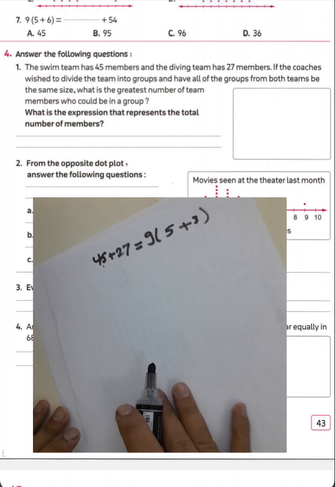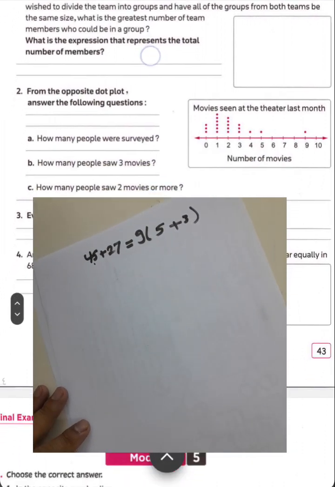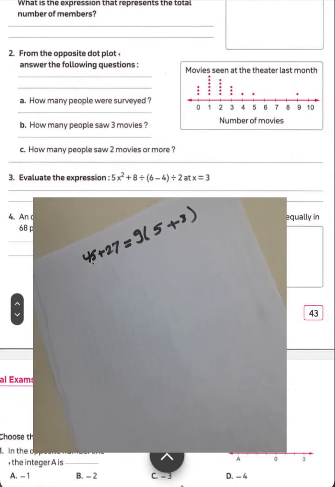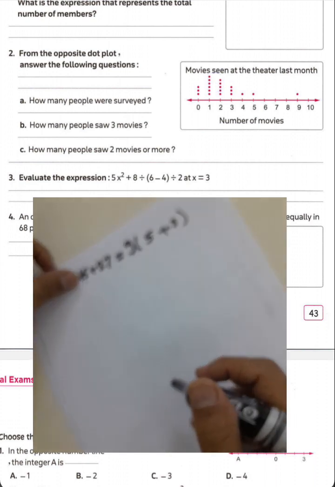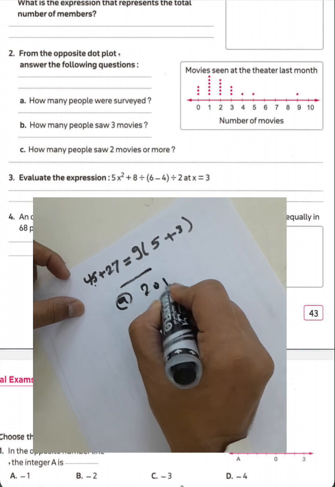Next question from the dot plot. Answer the following questions. How many people were served? We must count all the points here. Each point refers to a person. Count with me: 1, 2, 3, 4, 5, 6, 7, 8, 9, 10, 11, 12, 13, 14, 15, 16, 17, 18, 19, 20. So the result will be 20 people.